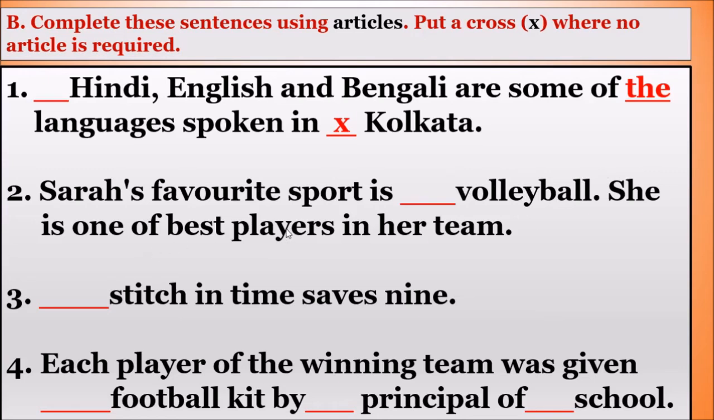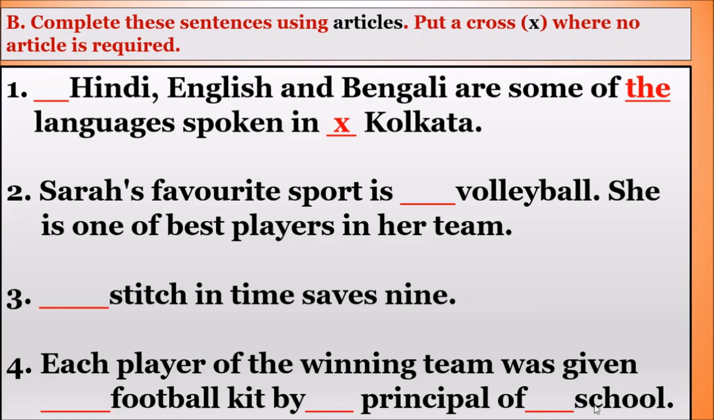She is one of the best players in her team. And for the third one, dash stitch in time saves nine. A stitch in time saves nine. Next one, the fourth one. Each player of the winning team was given what? A football kit by the principal of the school.